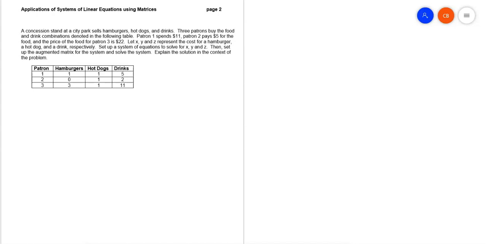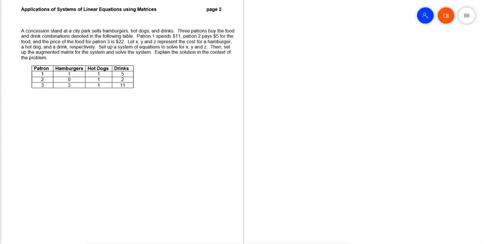Right here we're going to see an example where we will read a word problem, we will make the matrix that we're going to use to solve this problem, and then we will solve the matrix. In this case we will probably be using some type of Gauss-Jordan elimination. That's basically a good way to go.